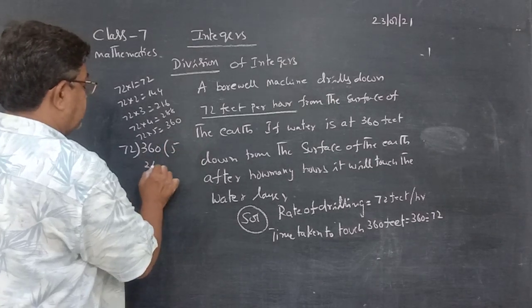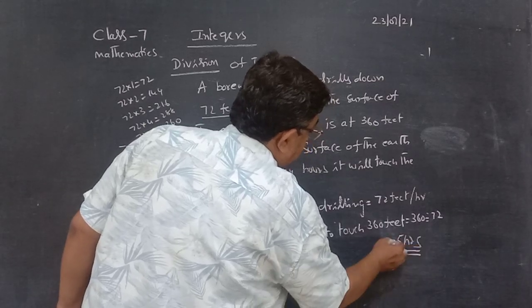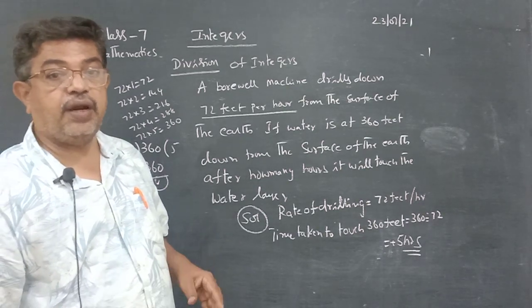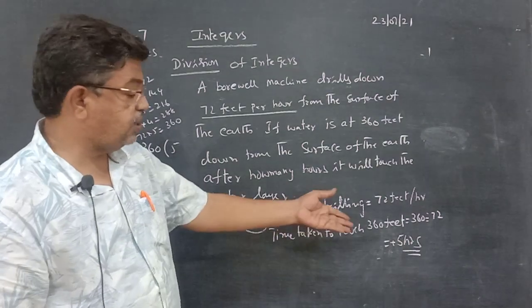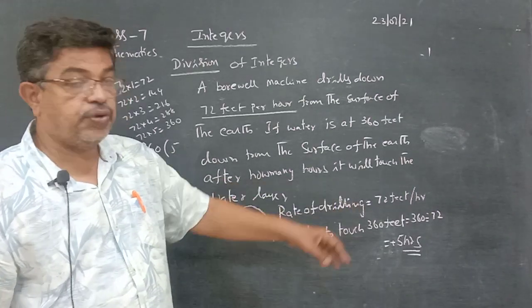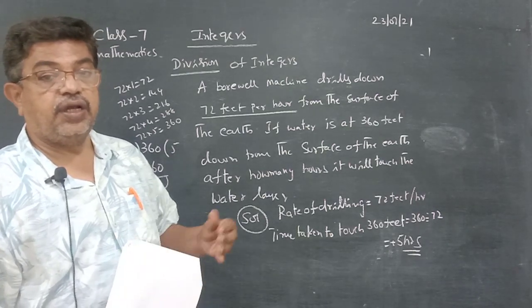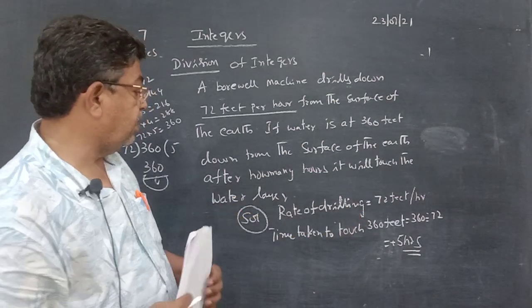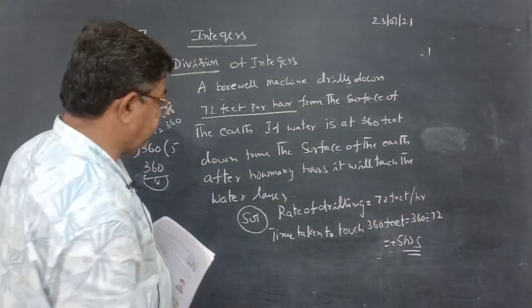So it divides 5 times. As both are positive, you get positive, and time is always represented in positive units. So it takes 5 hours to touch the water layer when you are digging the earth using a borewell machine. The borewell machine takes 5 hours to touch the water layer, because it is moving at a rate of 72 feet under the earth per hour. So after 5 hours, the borewell machine will touch the water layer. So time taken to touch 360 feet is equal to 360 divided by 72, which gives us 5 hours.